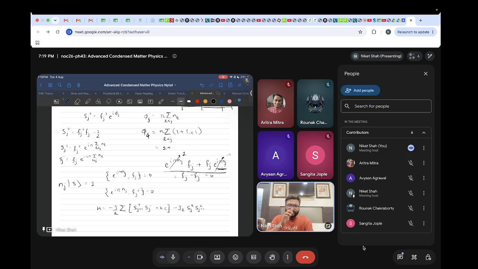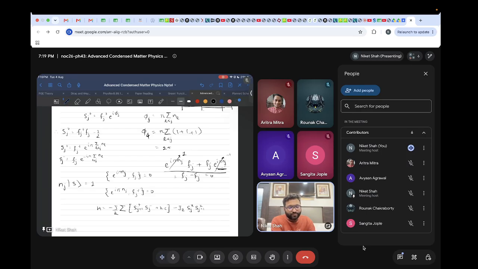So what I did is, when the state j is occupied, the phase factors give me different values. The phase factor on the right gives me minus 1. The phase factor when it's on the left gives me plus 1. So it gives me fj minus fj, and that gives me 0. The net value comes out to be 0.